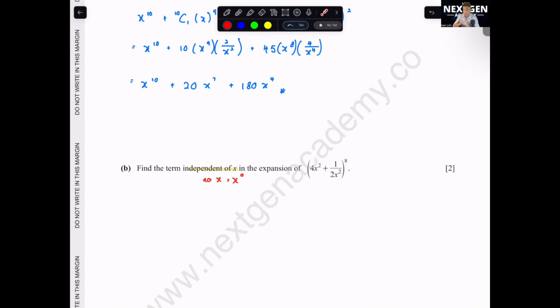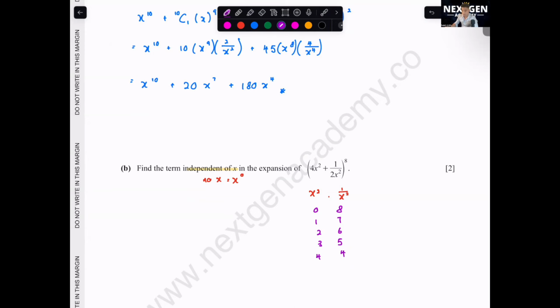This one I think is quite easy to identify, because you've got x squared and 1 over x squared. So if we put x squared times 1 over x squared, we need to put the powers such that both of them add up to 8. So it can be 0, 8, 1, 7, 2, 6, 3, 5, 4, 4, and so on and so forth.